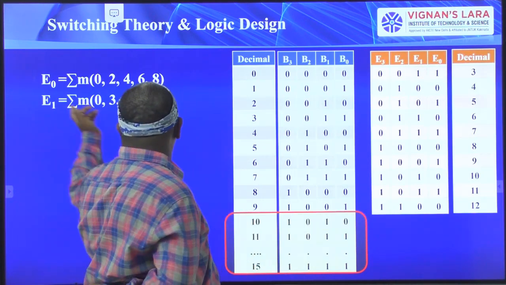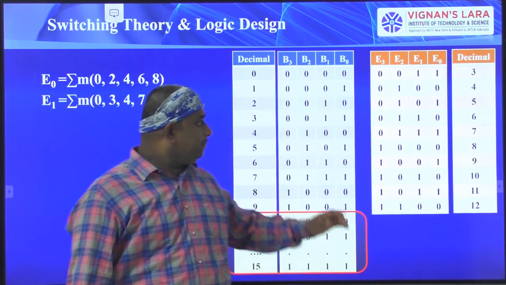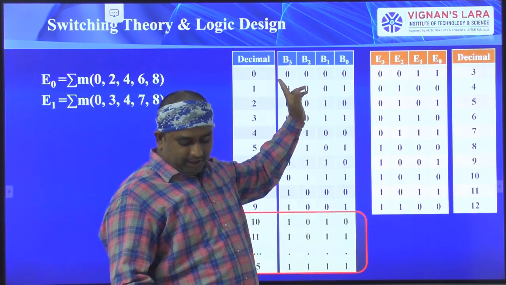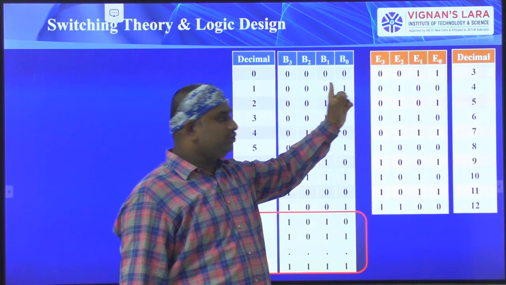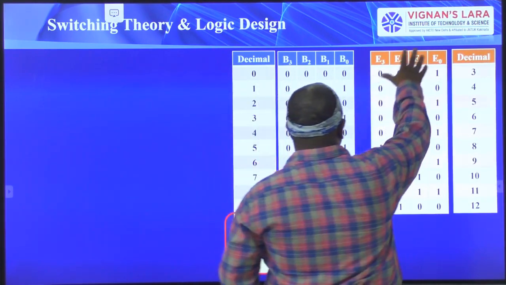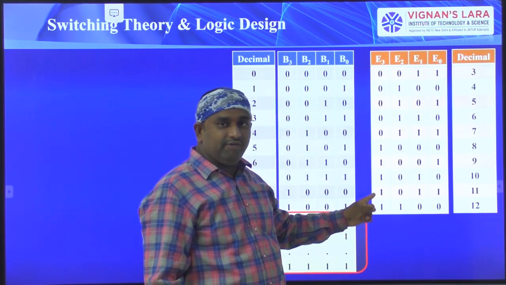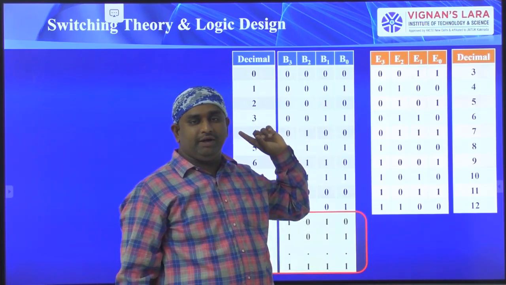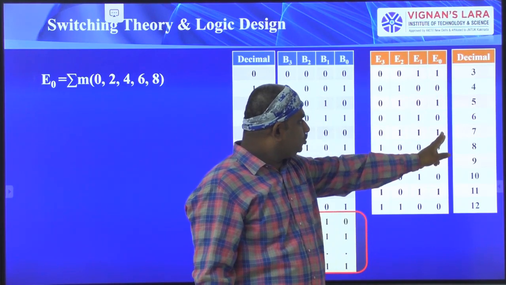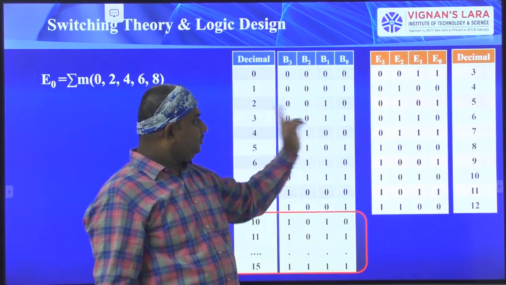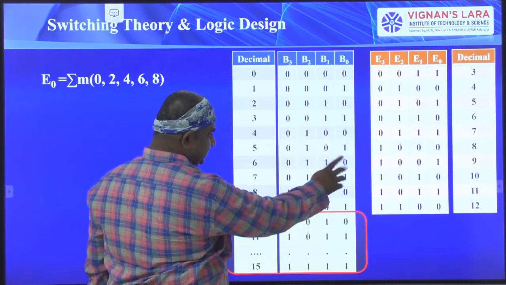So see here, I have written E0, E1, E2, E3 equations. Here in binary I have represented 0000, in XS3 I have represented 0011. Like that we have written the binary equivalent values for the XS3, and wherever E3 is equal to 1, you have to write down the minterms as the E3 functionality. So see here for E0: 0, 2, 4, 6 and 8.